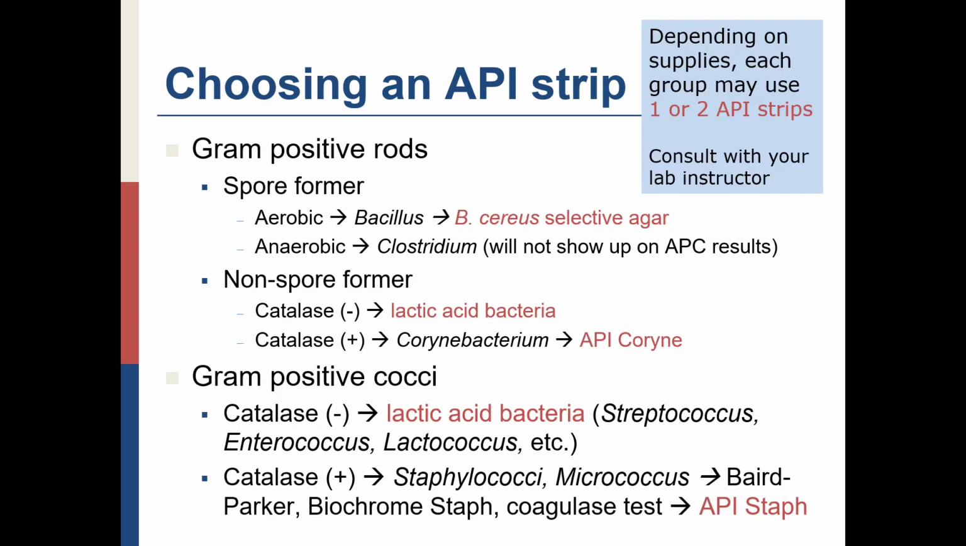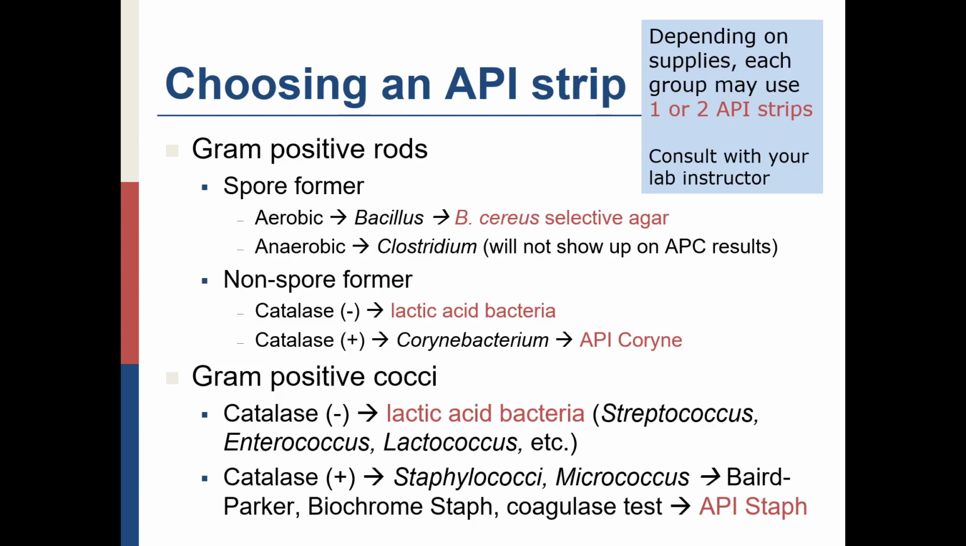Okay, so spore formers. If it's aerobic, then it's Bacillus, and you're going to want to use the B series selective agar to differentiate at that point. And if it's anaerobic, then it'll be Clostridium, but it will not show up on APC results.